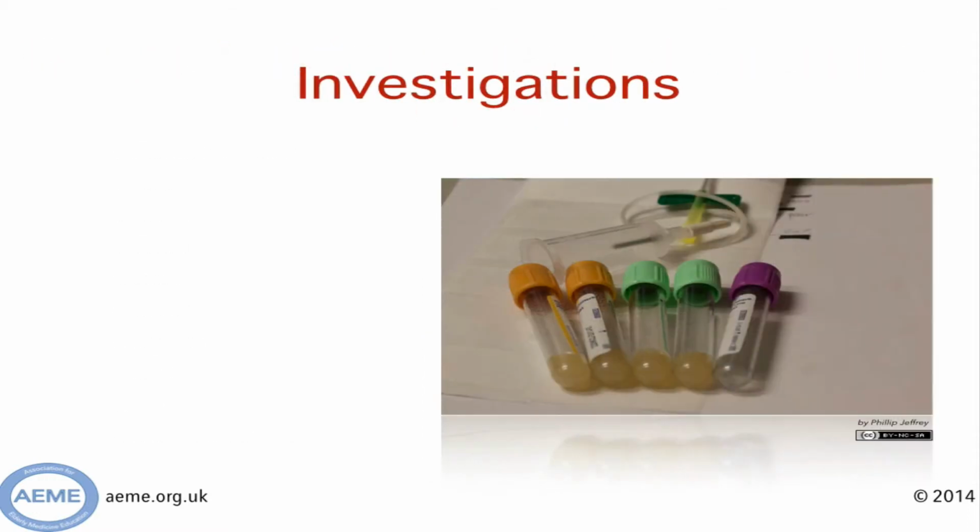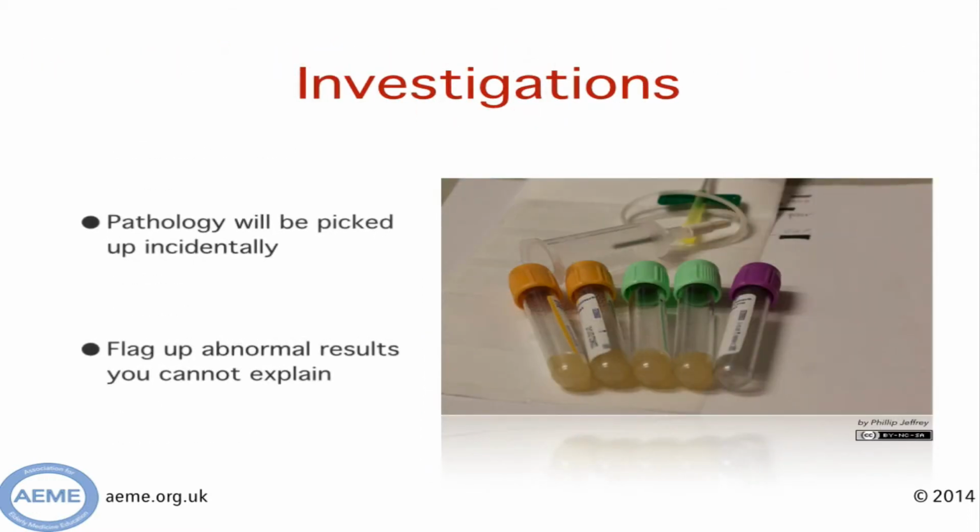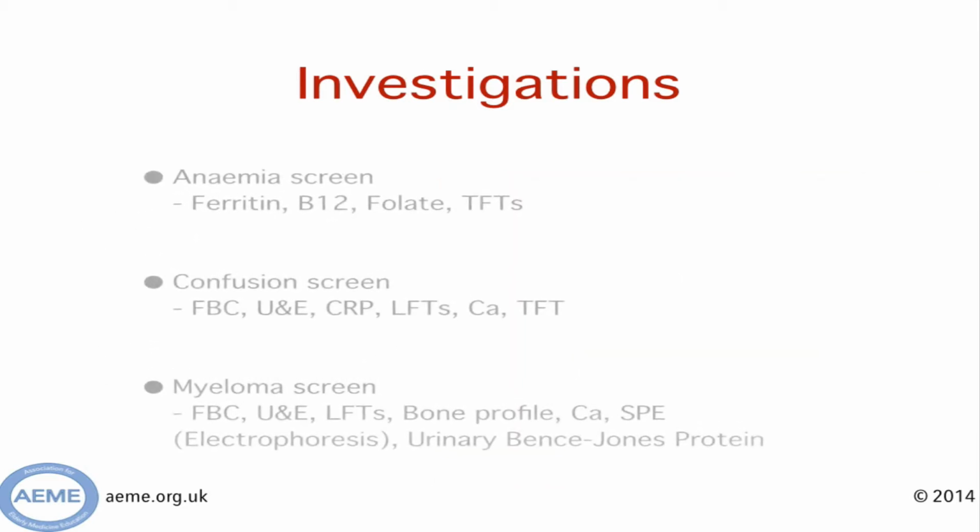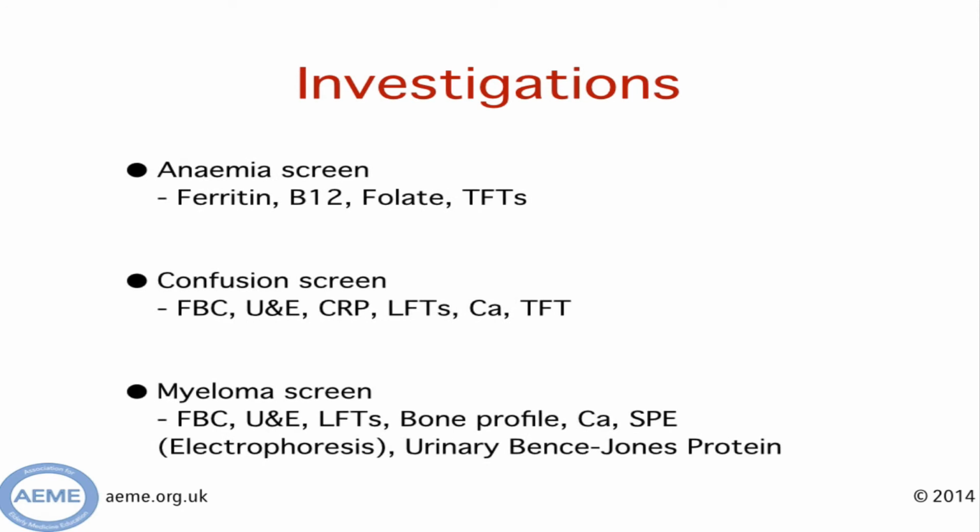Now, as an FY1, you're likely to be responsible for checking and acting on people's blood results and investigations. In elderly patients, you will pick up pathology that you were not expecting, anything from anemia to cancer. So flag up an unexpected abnormal result with your seniors. You might also be asked to perform some basic screens, and I've detailed them here just to avoid any confusion.